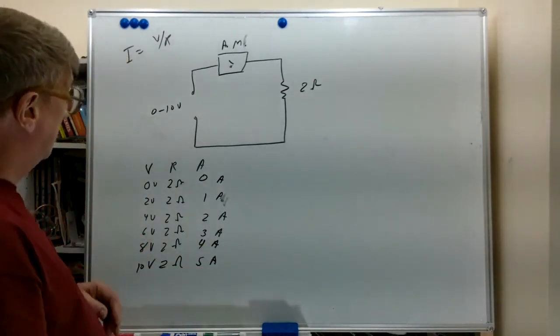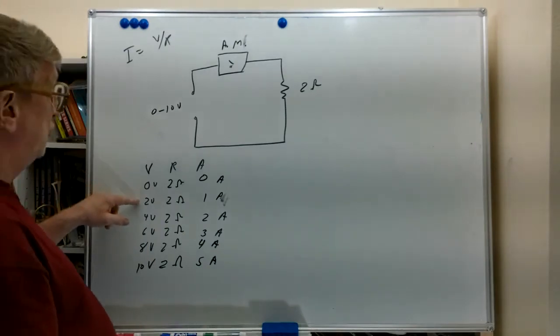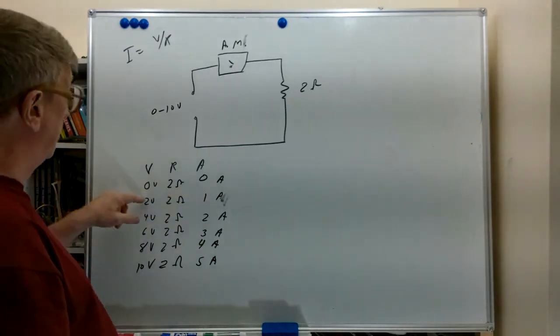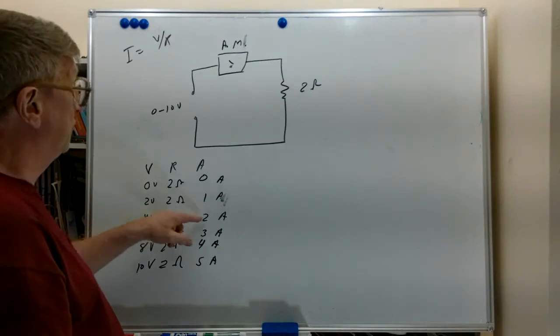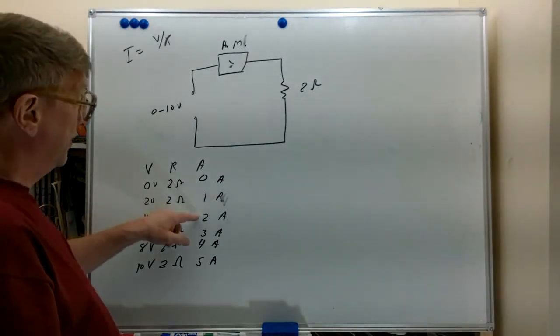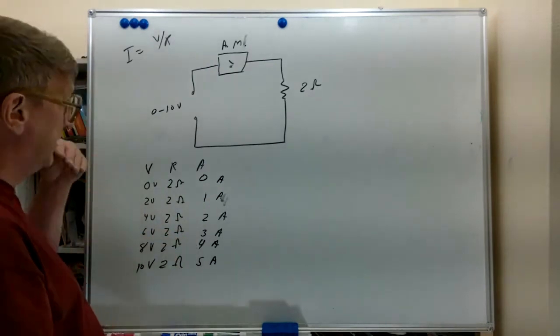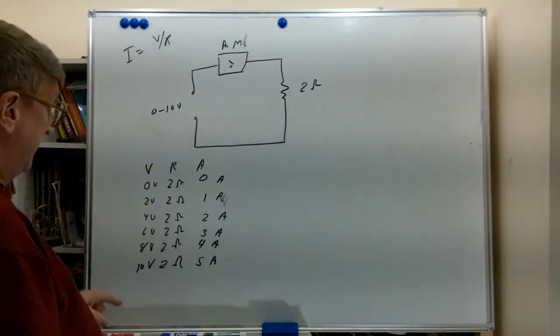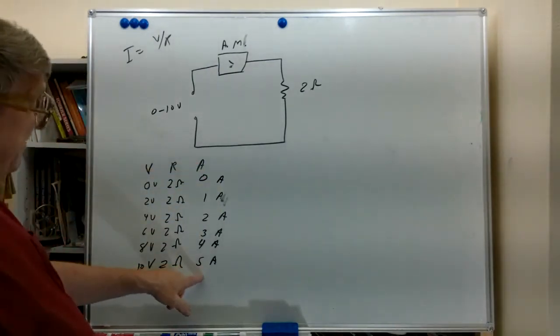Now we take a look at something here. We had 2 volts, 2 ohms, 1 amp. We doubled the voltage, 4 volts, 2 ohms, 2 amps. We doubled the voltage again, 4 to 8 volts. We went 2 to 4 amps. So if we double the voltage, we double the amperage. Down here at 10 volts, we have 5 amps.